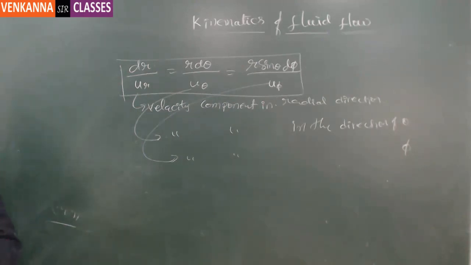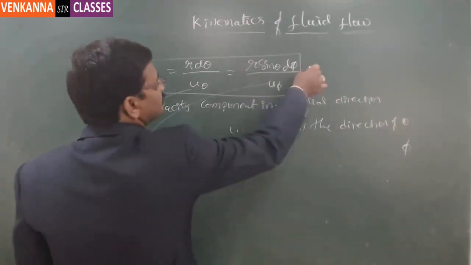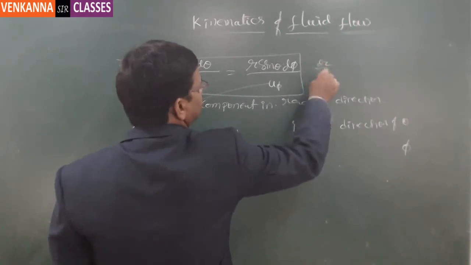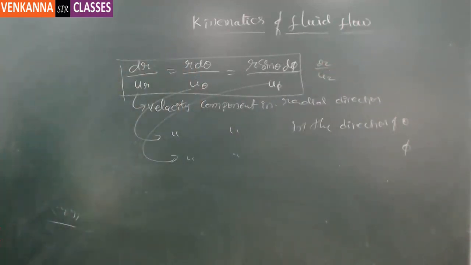Note down one problem related to this. This is in spherical coordinates. Suppose this is cylindrical coordinates, this will become dz divided by uz. That's it. The rest of the thing is as it is.